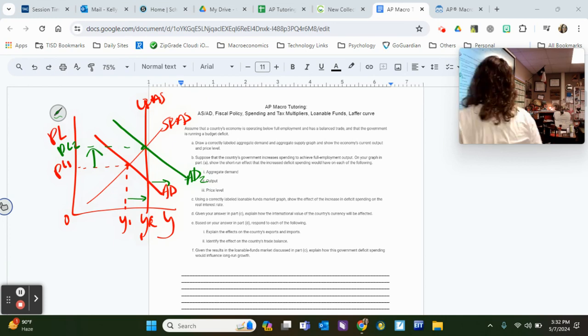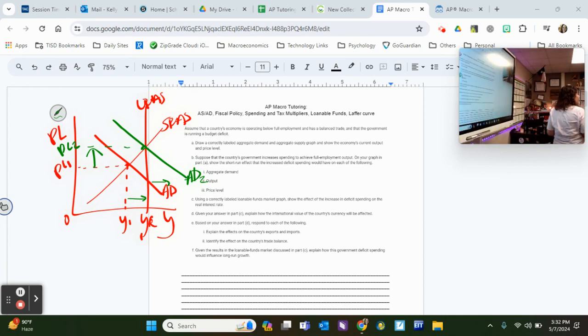Your equilibriums better be labeled. You better have arrows between those equilibriums, and you better have arrows showing direction change on your shift. So an arrow from AD1 to AD2, a price level arrow, and a GDP arrow. So I go. Okay. Have we gotten to C yet? Working on it.